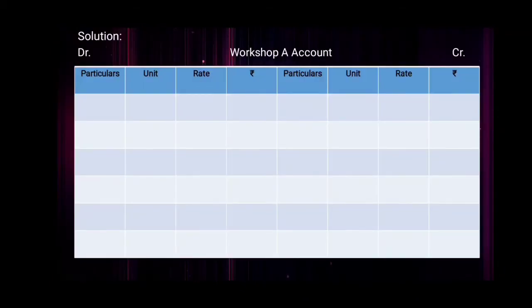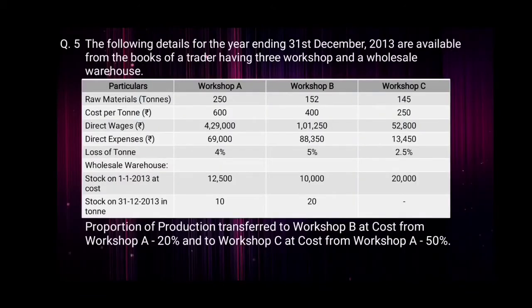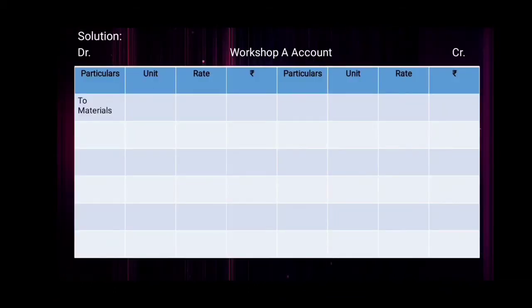So let us prepare workshop A account. Raw material, which is given in tons, is given as 250 for workshop A and the cost per ton is given as 600 for workshop A. To materials, 250 units at the rate of 600. Total amount will be 1 lakh 50,000.